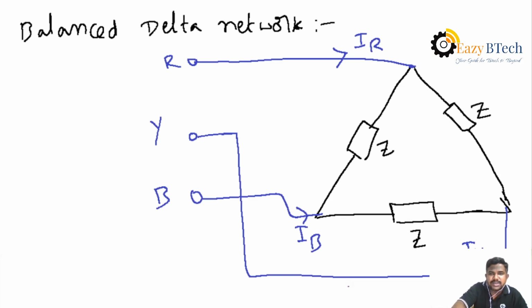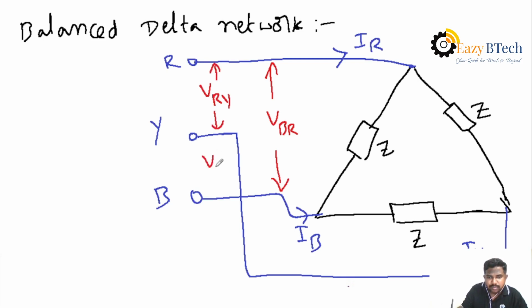Similarly, we consider the voltages between the phases. Between B and R, we are considering VBR. Between R and Y, consider VRY. Between Y and B, consider VYB. These are the three phase voltages.